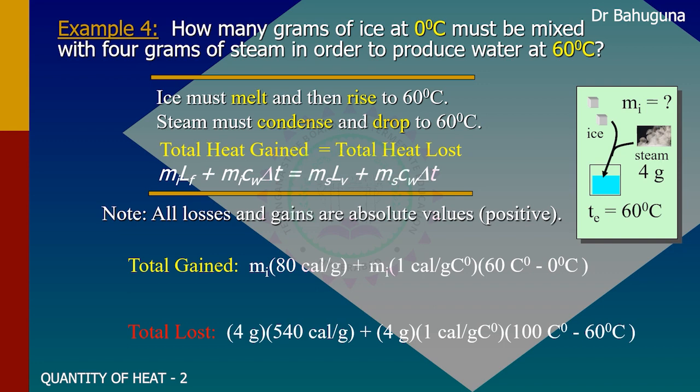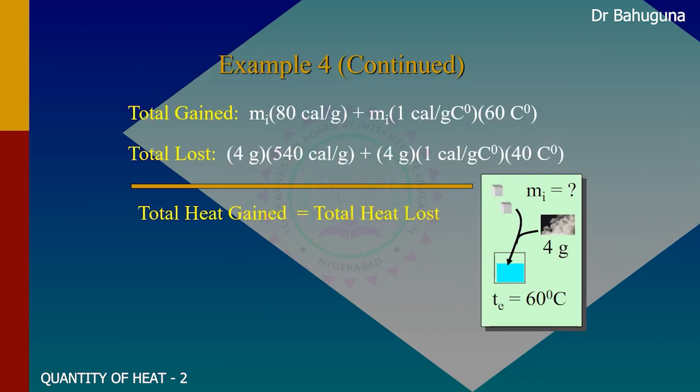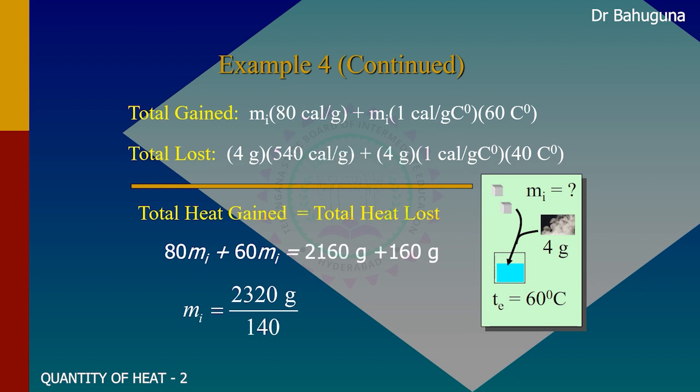Heat lost is nothing but, now m_L we have to write. The mass of the steam is given as 4 grams, 4 into latent heat 540, plus steam mass 4, specific heat is now already converted to water form, 1, change of temperature is 100 minus 60. So if you simplify that, you are going to get the values like this. It is equal to m_i, mass of ice required, nothing but 2320 by 140 grams. If you simplify, it is coming as 16.6 gram. This is the method of doing the problems, various problems.